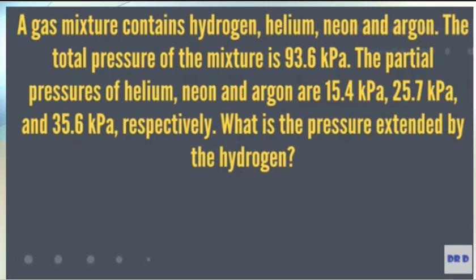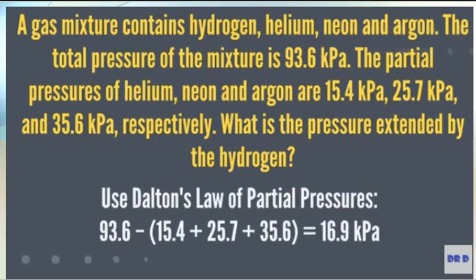So we know that the total pressure is equal to 93.6 kilopascals, and we have the pressures of the other 3 gases in the mixture. We also know that all the units are the same, and we don't have to do any mole conversions. So all we need to do is add up the 3 individual pressures and subtract them from the total to get the pressure of hydrogen, which is 16.9 kilopascals. This question uses Dalton's law of partial pressures perfectly.